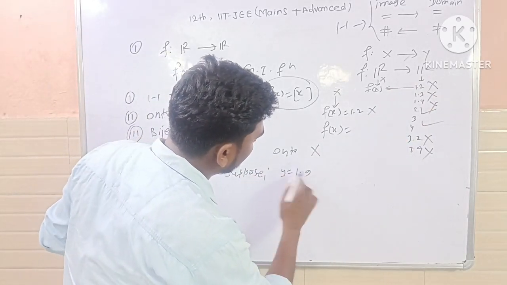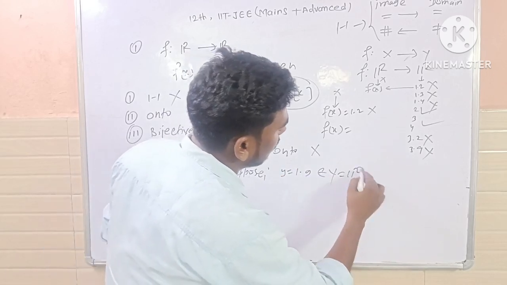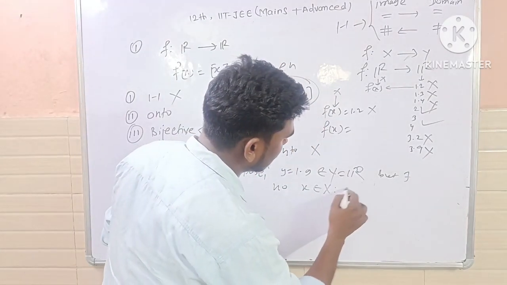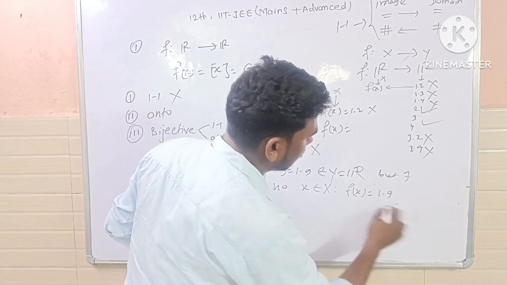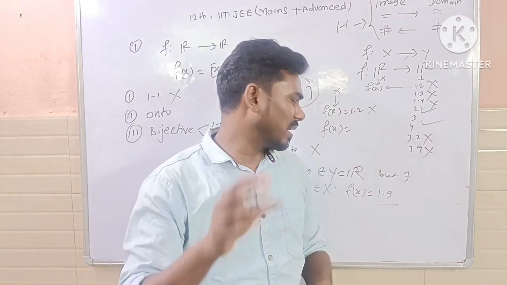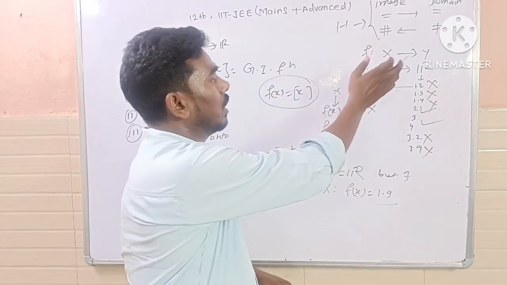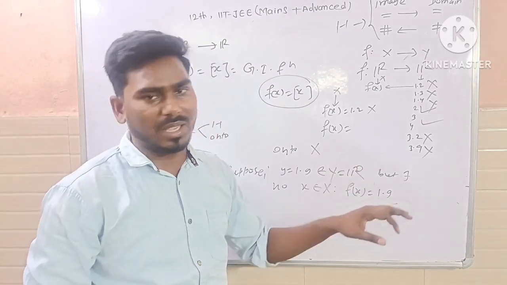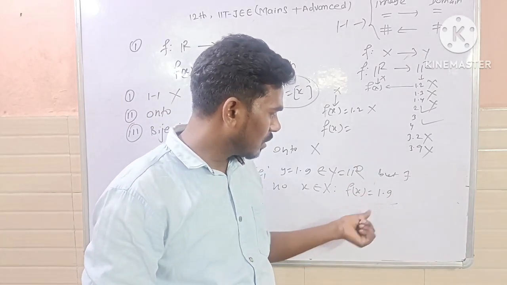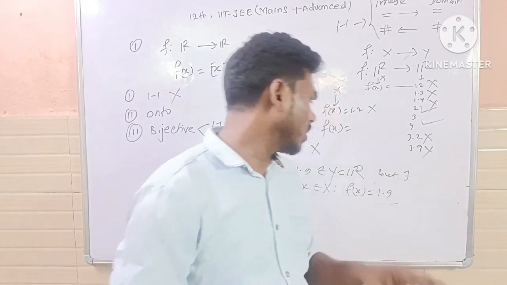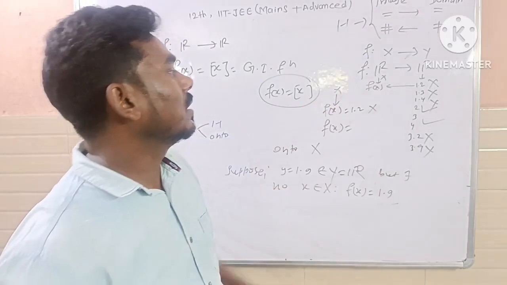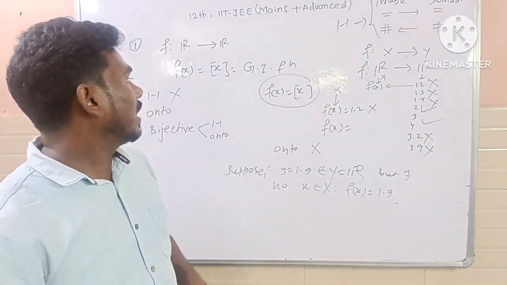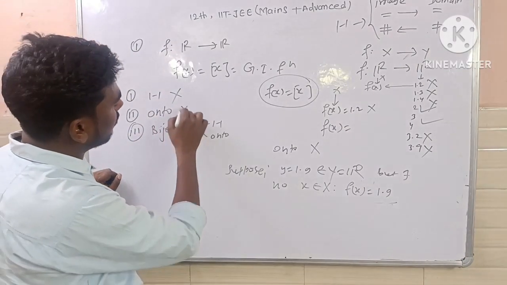Simply you can write, suppose y equals 1.9 is a member of this codomain space R, but there exists no x belonging to X such that f of x equals 1.9. So corresponding to the fractional numbers, we never ever have any x sitting inside this domain space such that f of x equals 1.9. So corresponding to 1.9 or any fractional number, there will never exist any x inside this domain space. Is this okay? So this clarifies that the function can never be onto.